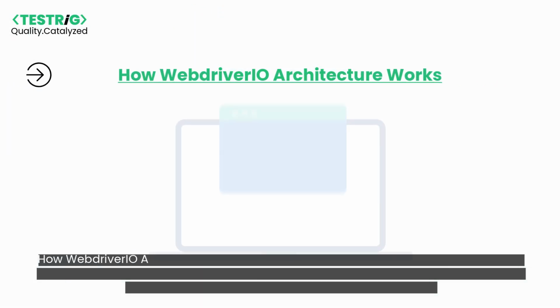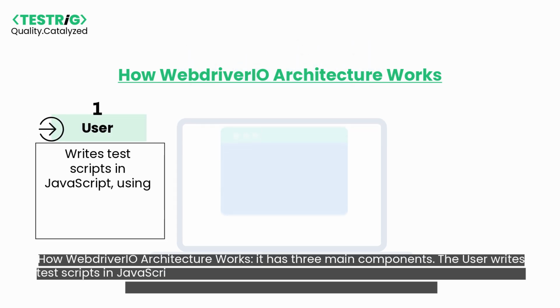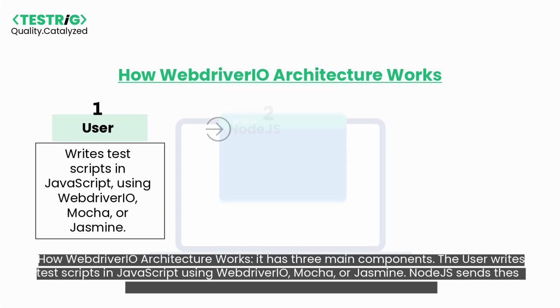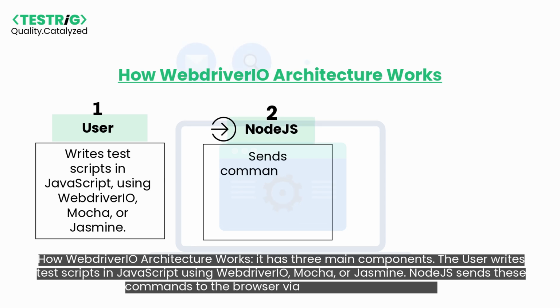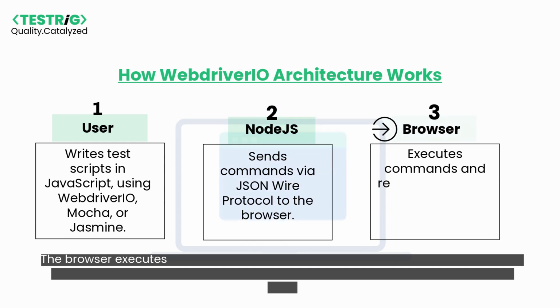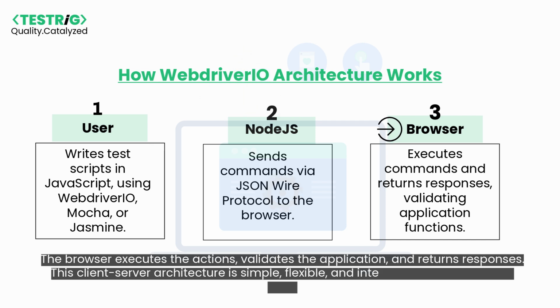How WebdriverIO architecture works: it has three main components. The user writes test scripts in JavaScript using WebdriverIO, Mocha, or Jasmine. Node.js sends these commands to the browser via the JSON wire protocol. The browser executes the actions, validates the application, and returns responses. This client-server architecture is simple, flexible, and integrates easily with other tools.